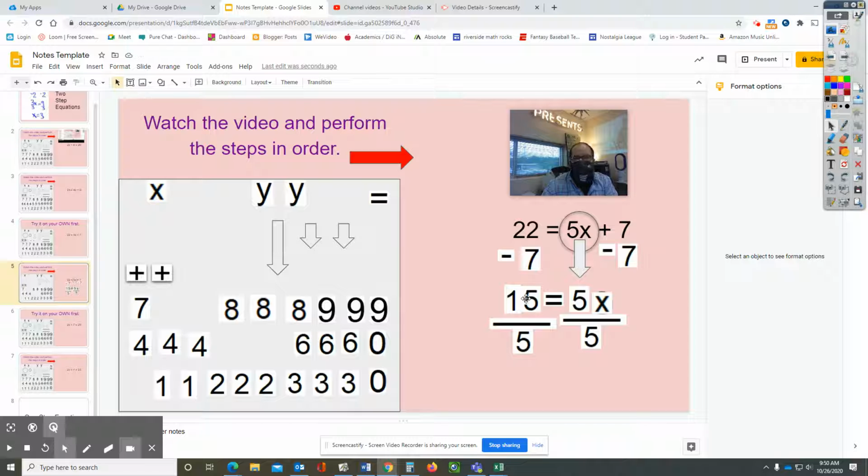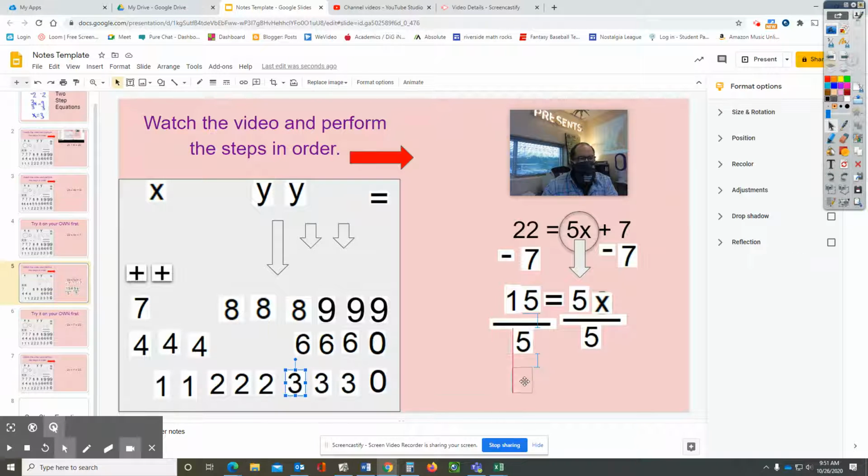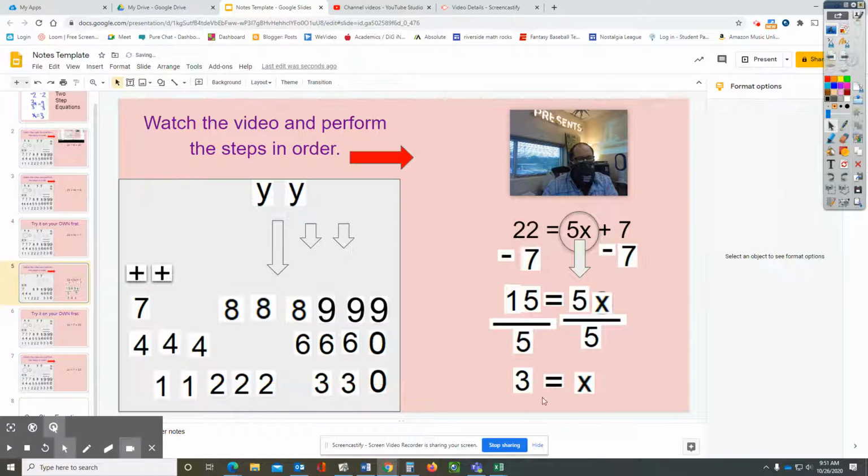Now I can go ahead and perform the operation. 15 divided by 5 leaves me with 3. I still have my equal sign. And now my x is isolated. So I'm just going to bring it down. And that is your final answer. X equals 3.